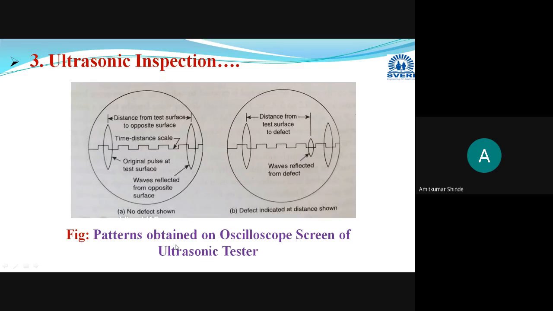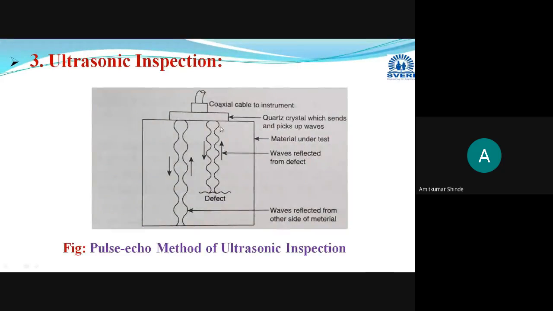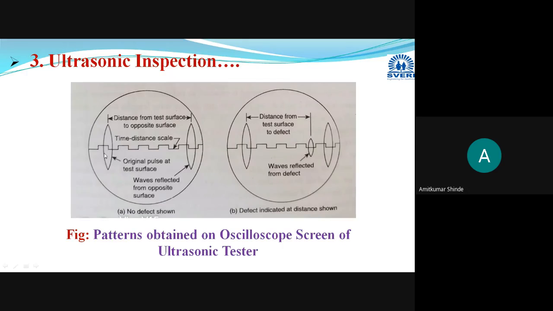Then you have to observe that this kind of pattern will be obtained on the CRO screen, the cathode ray oscilloscope screen. Here I have shown the patterns obtained on the oscilloscope screen of the ultrasonic tester. Whenever there is no defect, this is the first wave, and this is the second wave. For this, where there is no defect in the specimen, you will get two spots.